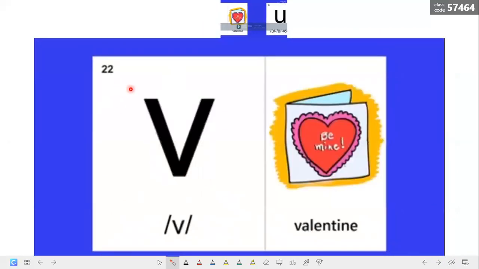The number 22 is the V. The V letter has the sound V. It is the voiced form of the letter F. It is voiced, so we have vibration in the vocal cords. So we say Valentine, Valentine. Listen. Number 22. Valentine.